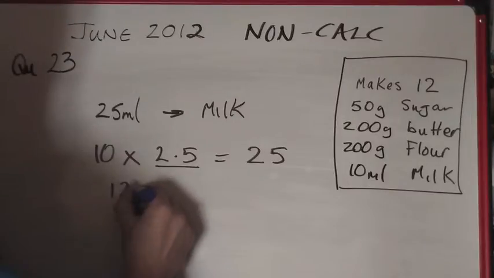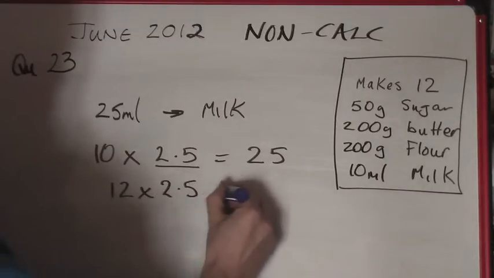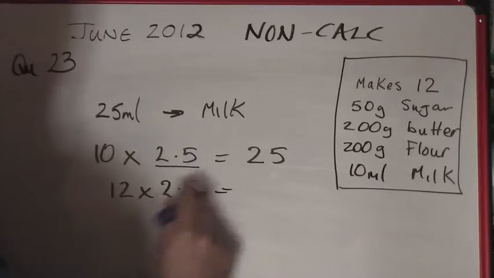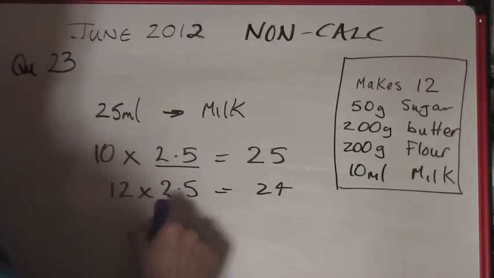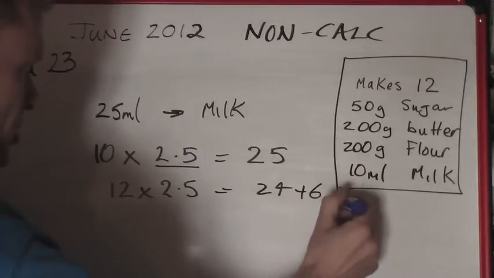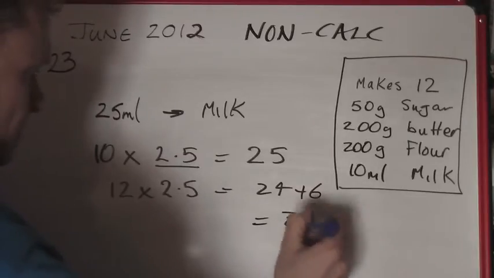So we've got to do 12 times 2.5. 12 times 2 is 24. 12 times a half is 6, so we're going to add the 6. We get 30. So that's how much she made for.